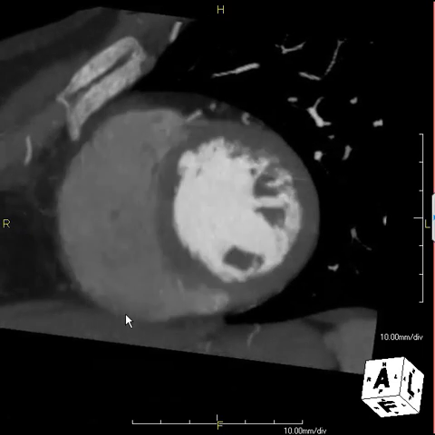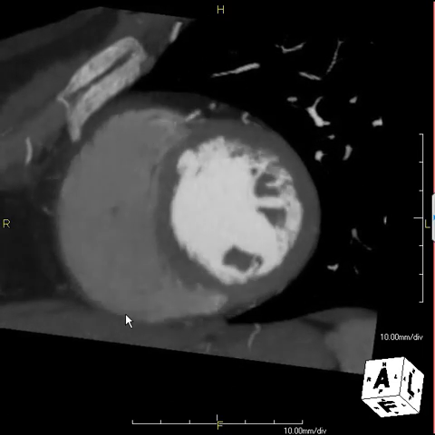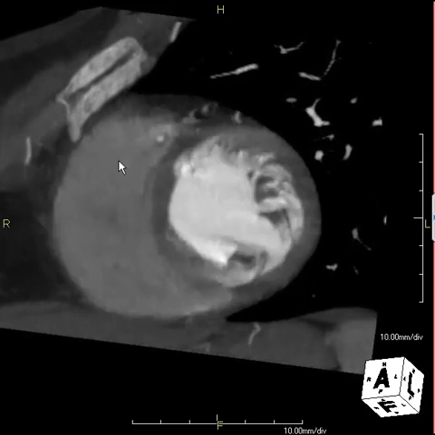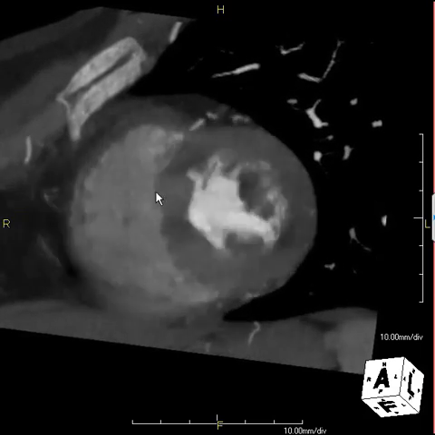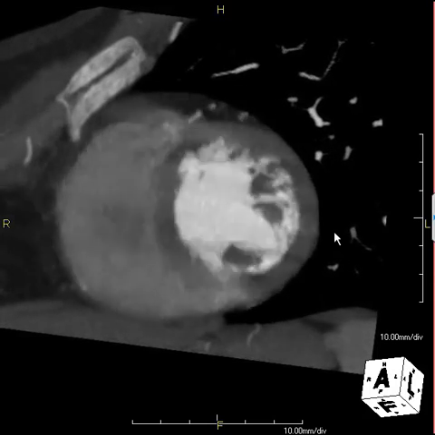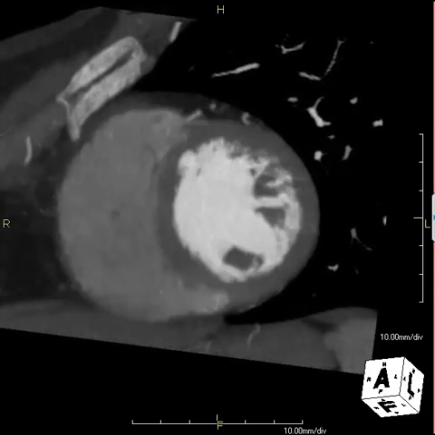you can see again normal ventricular size, normal function. Right ventricle appears to be in normal size, also with normal function, and there is normal function involving the septum, anterior wall, lateral wall, and inferior wall.